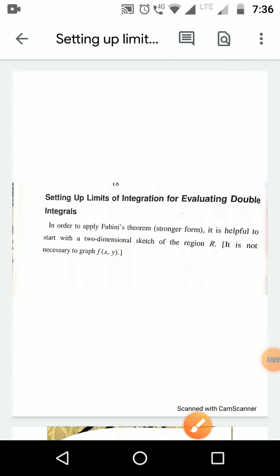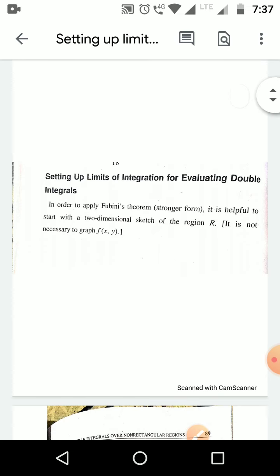Next is setting up limits of integration for evaluating double integrals. We have seen the problems in which the limits of integration are given. Both the limits of x and y are given. We have already seen problems of that type. In case the limits of integration are not given, how could we set up those limits of integration? That is what we are looking at in this section.